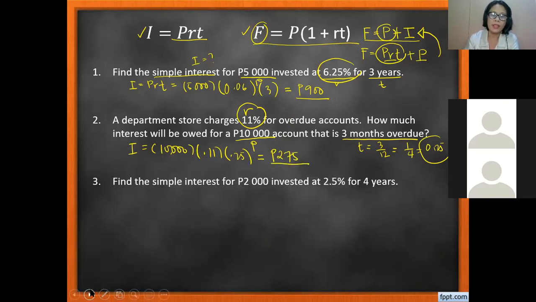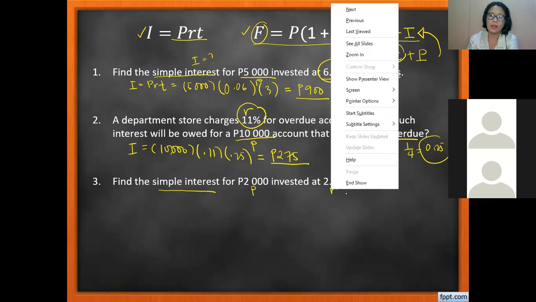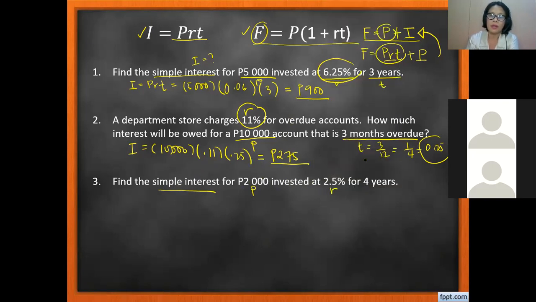Okay, next. Find the simple interest for 2,000 pesos invested at 2.5% for 4 years. So this is your P. This is your annual interest rate. This is your time, or T. So I equals 2,000 times 0.025, that's 2.5%, and then times 4 years. So 2,000 times 0.025 times 4. So that's 200. Now, if you have the calculator with you, join me and solve.